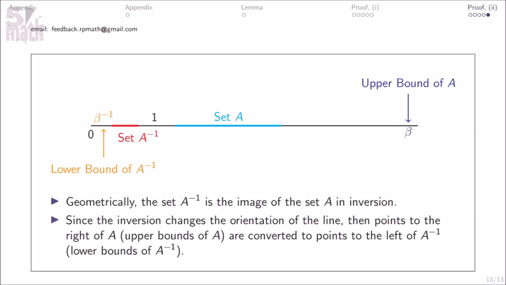Here is a picture. Geometrically, the set big inverse is the image of the set big in inversion. Since the inversion changes the orientation of the line, then points to the right of big, upper bounds of big, are converted to points to the left of big inverse, lower bounds of big inverse.